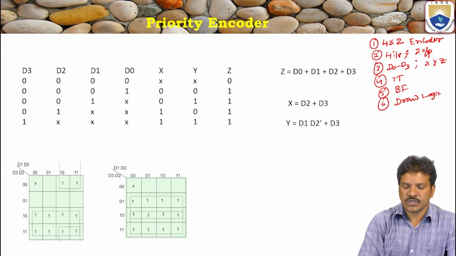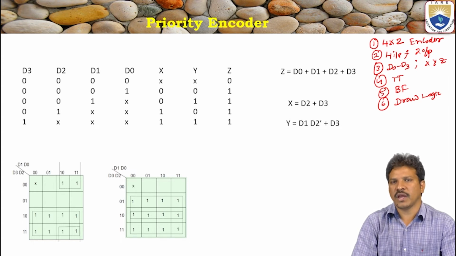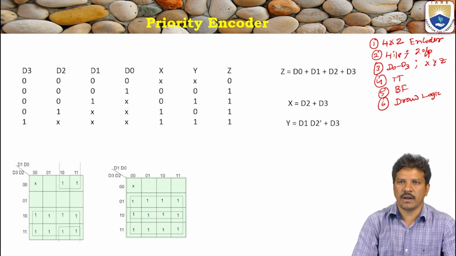So first step, we need to design the 4x2 encoder, especially a priority encoder. So what is the definition? Priority encoder means whenever a lower element among the 4 inputs is active high, and a higher number is also active high, then we assign the priority to the higher number, and its corresponding output will be generated. So based on that, it requires 4 inputs and 2 outputs, with the input names D0 to D3 and outputs X, Y, Z.